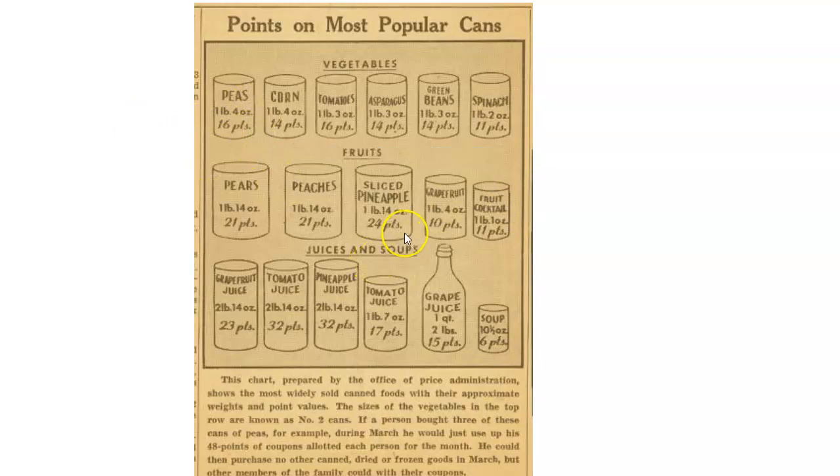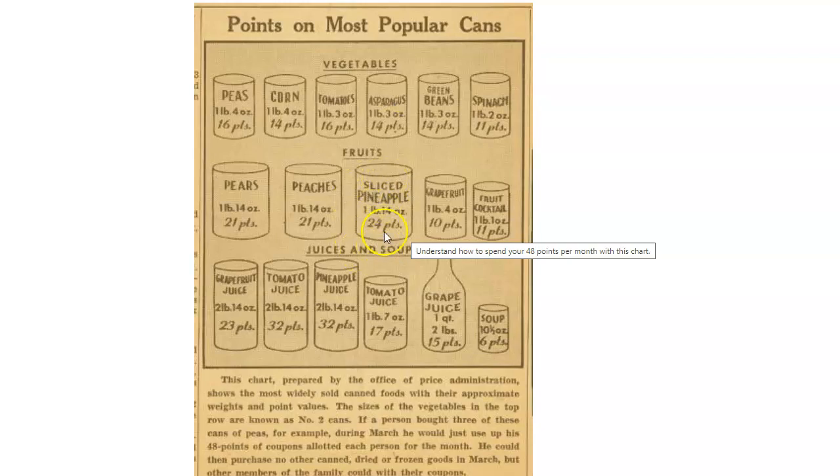A can of sliced pineapple was 24 points. Spinach was 11 points. Now, what did that mean? When you went and bought it, you paid a price. The spinach was 50 cents a can, make up a number, right? You paid the guy, but you also had to pay a certain number of points out of your point ration. And there were vegetable points, meat points, fat points, fats as in butter and lard and oil and like that, that were all separate. There were separate points for sugar.